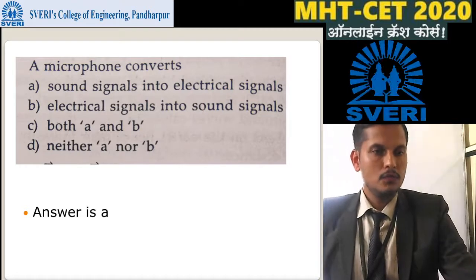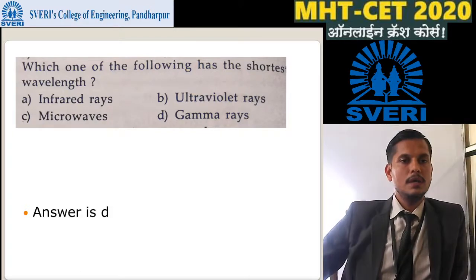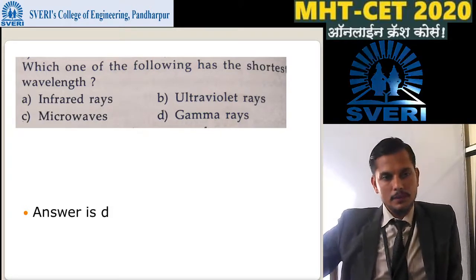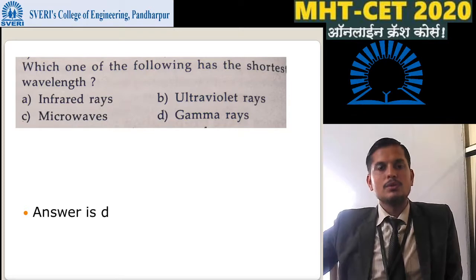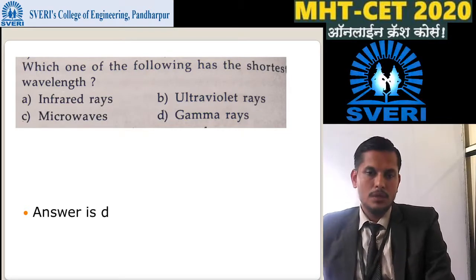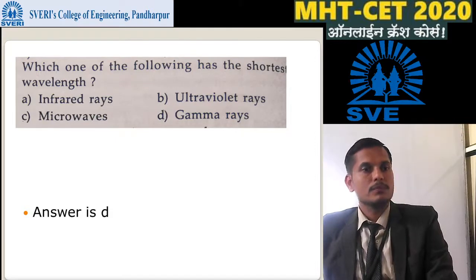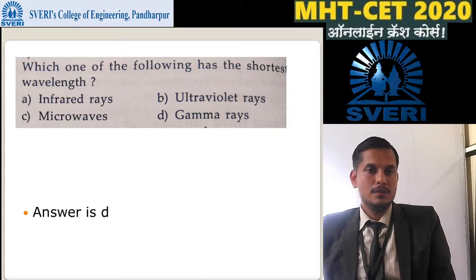Then we move to the next. Which one of the following has the shortest wavelength? Different rays are shown here and we have to consider which one of the following has the shortest wavelength.